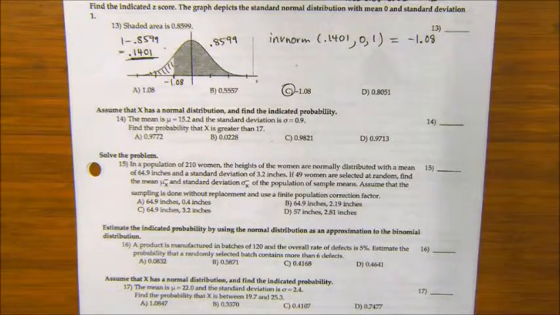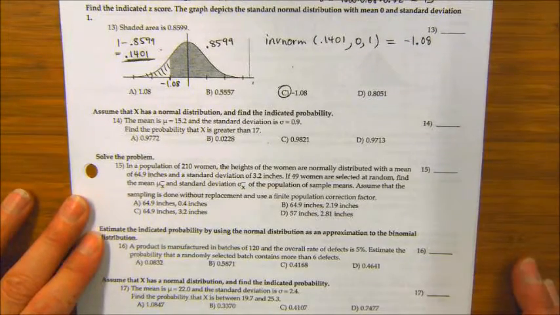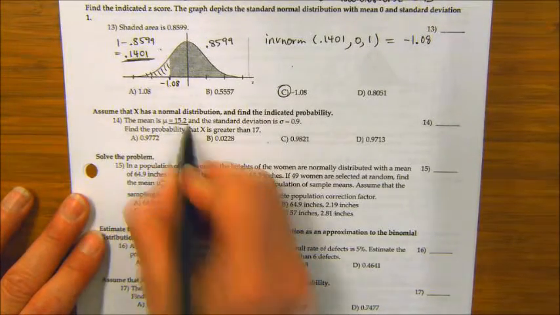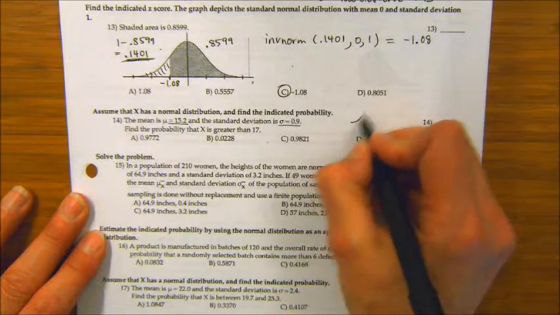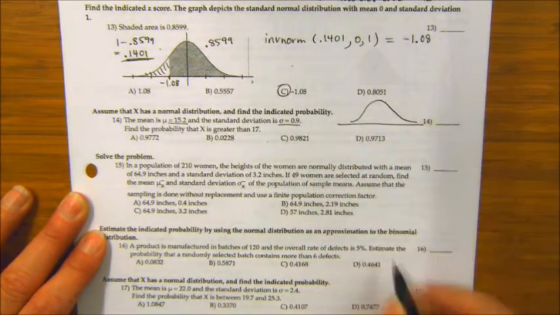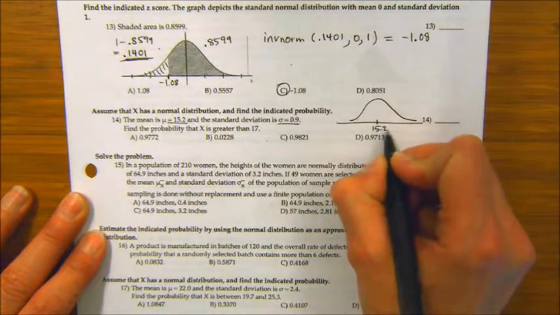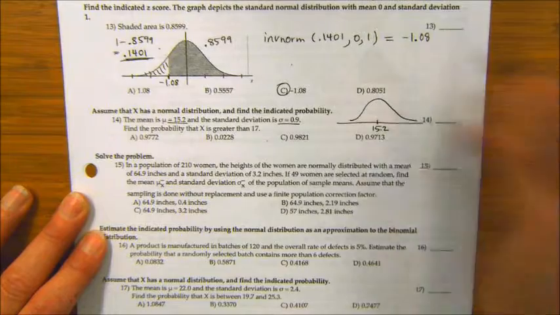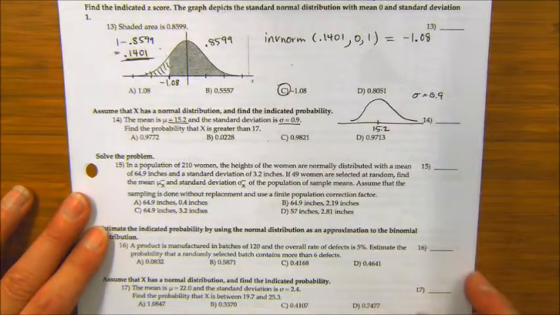All right, number 14. Assume that X has a normal distribution and find the indicated probability. The mean is 15.2 and the standard deviation is 0.9. So this one is a normal distribution, it tells us, but it's not standard normal. So we're going to label our mean in the middle. Always draw your curve. Write down your standard deviation. Find the probability that X is greater than 17.